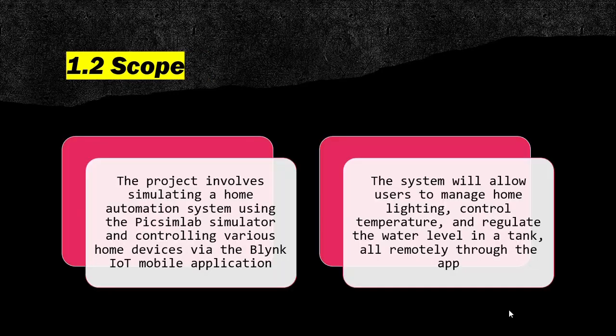So this project involves simulating a home automation system using a PICSimLab simulator. So we are using a PICSimLab simulator and we are trying to control various home devices. For example, we'll be controlling the garden lights, we'll be controlling the temperature, and we'll also be controlling the water tank. The system will allow users to manage home lighting, control temperature, and regulate the water level in a tank, all remotely through the app. So nothing we are doing individually, switching on, switching off. Everything using one single click we'll be doing this.